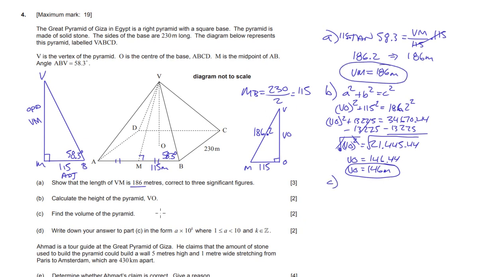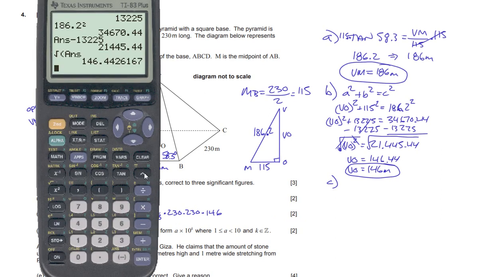So then part C says find the volume of the pyramid. Now you're going to want to use your volume of a pyramid formula, which you can find on your formula sheet. It should be 1/3 the area of the base. So in this case, that's 230 times 230 times the height, which we just found in B, which is 146. So we just want to throw that into our calculator, and away we go.